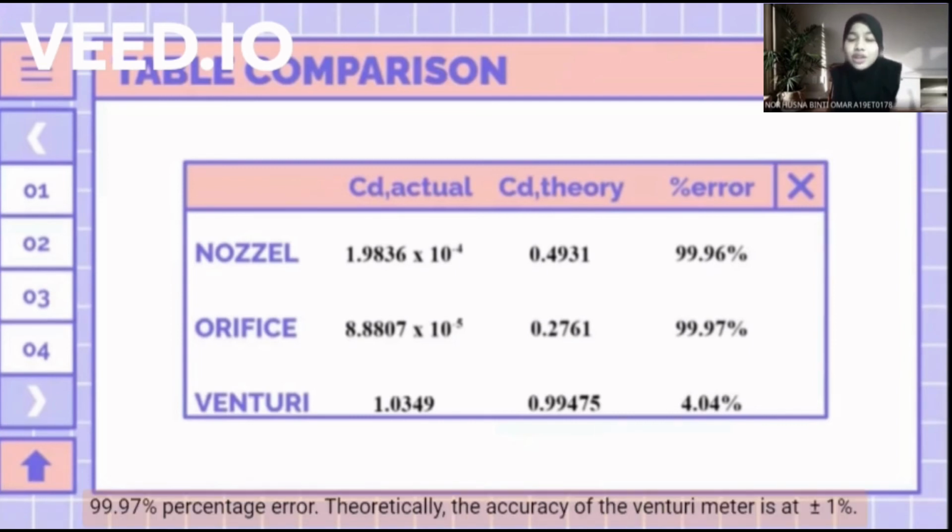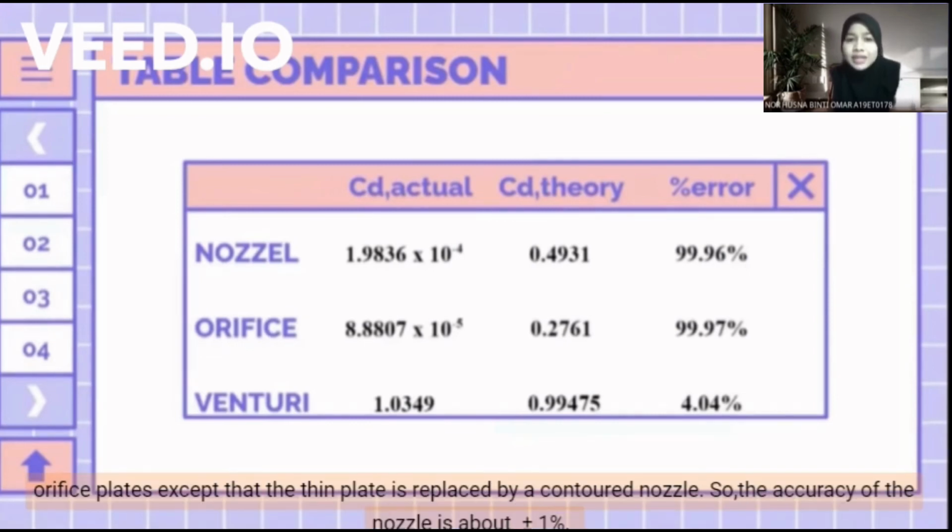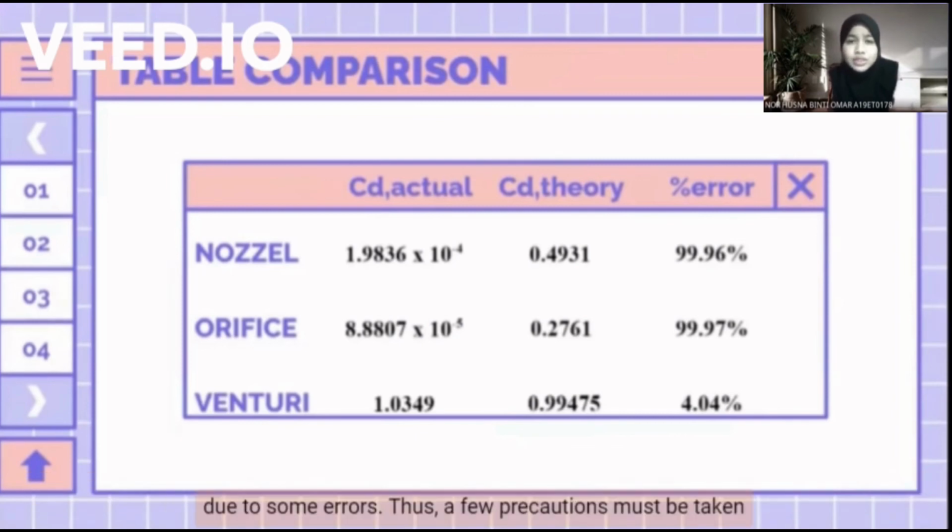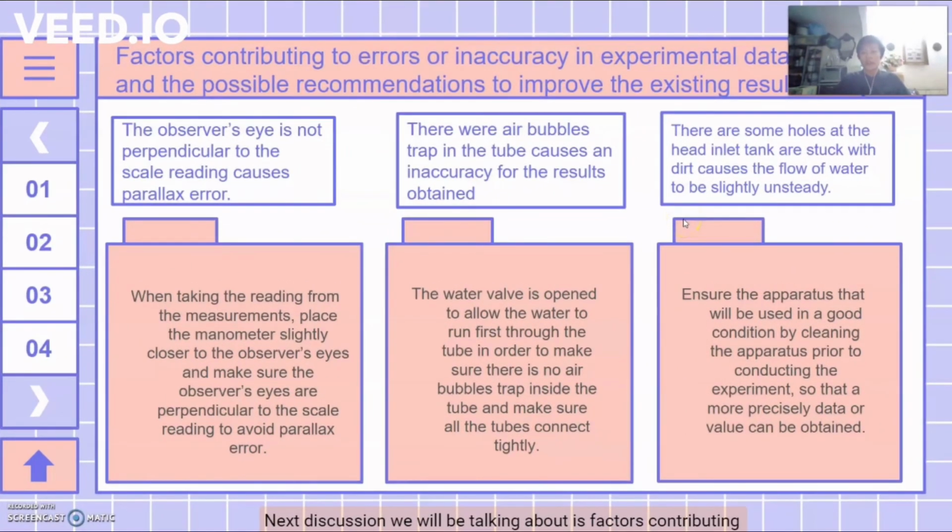The accuracy of the ventimeter is plus minus 1%, while the orifice has an accuracy of plus minus 2%. The nozzle is the same as the orifice plate, except that the thin plate is replaced with a nozzle, so the accuracy of the nozzle is about plus minus 1%. Differences between theoretical and experimental values are due to some errors. Thus, verification must be done during the experiment. Next, we will discuss factors contributing to errors or inaccuracy in the experimental data and possible recommendations to improve the existing results.